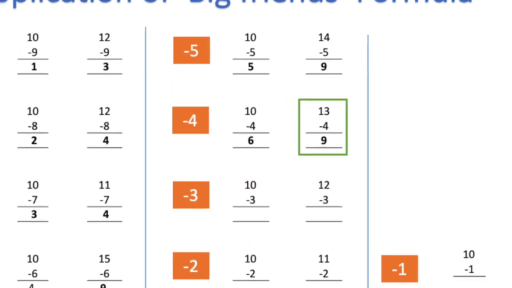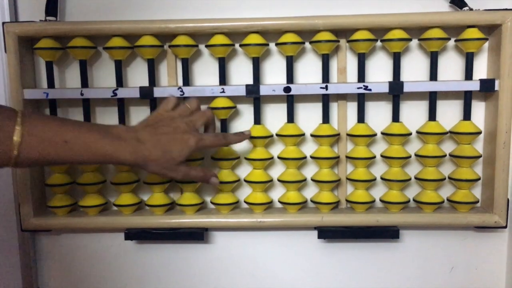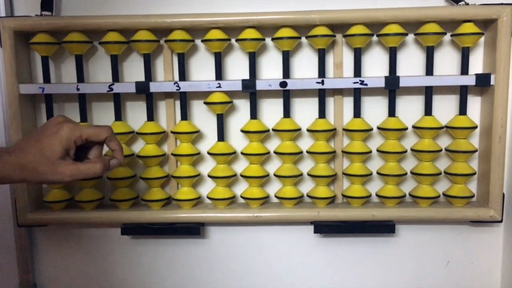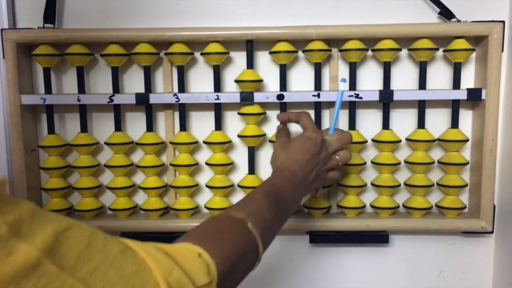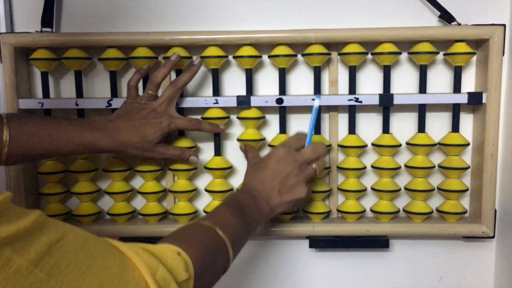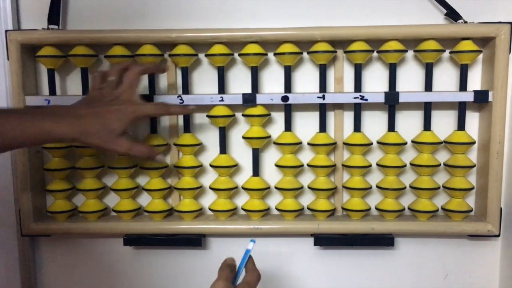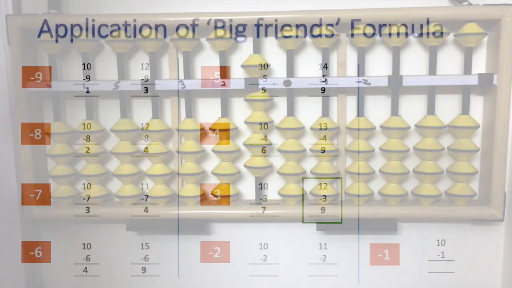Now we are going to do the minus 3. 10 minus 3. Friend of 3 is 7. So minus 10 plus 7. So the answer is 7. 12 minus 3. How to do minus 3? Minus 10 plus 7. Answer is 9.